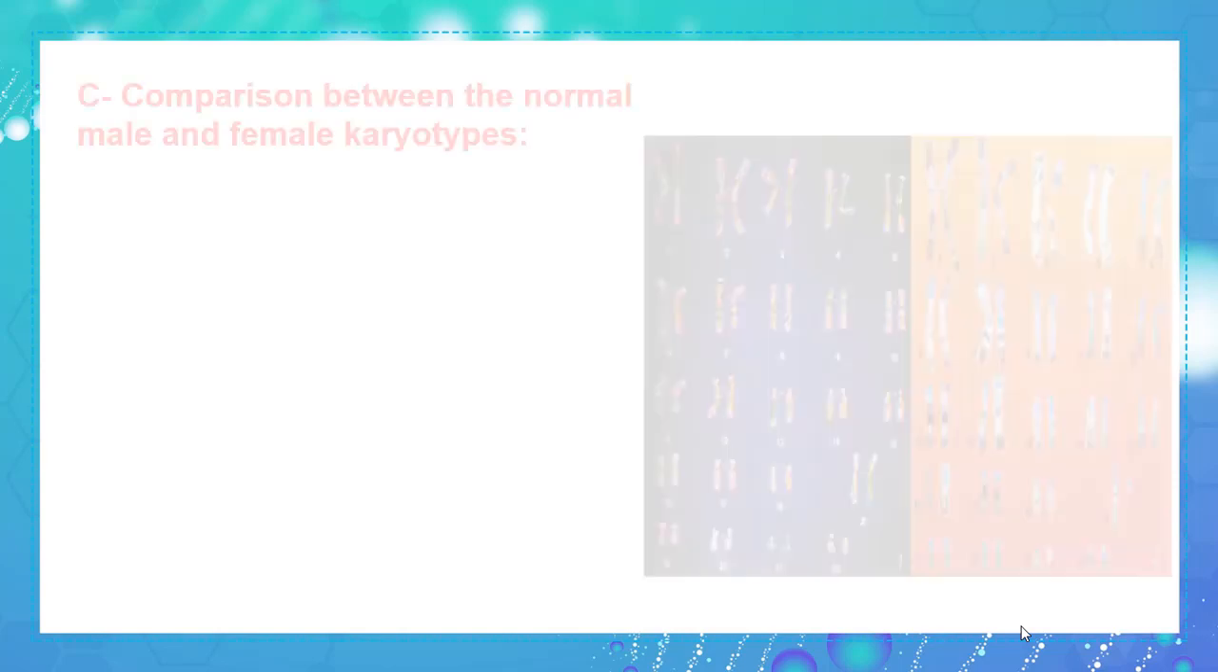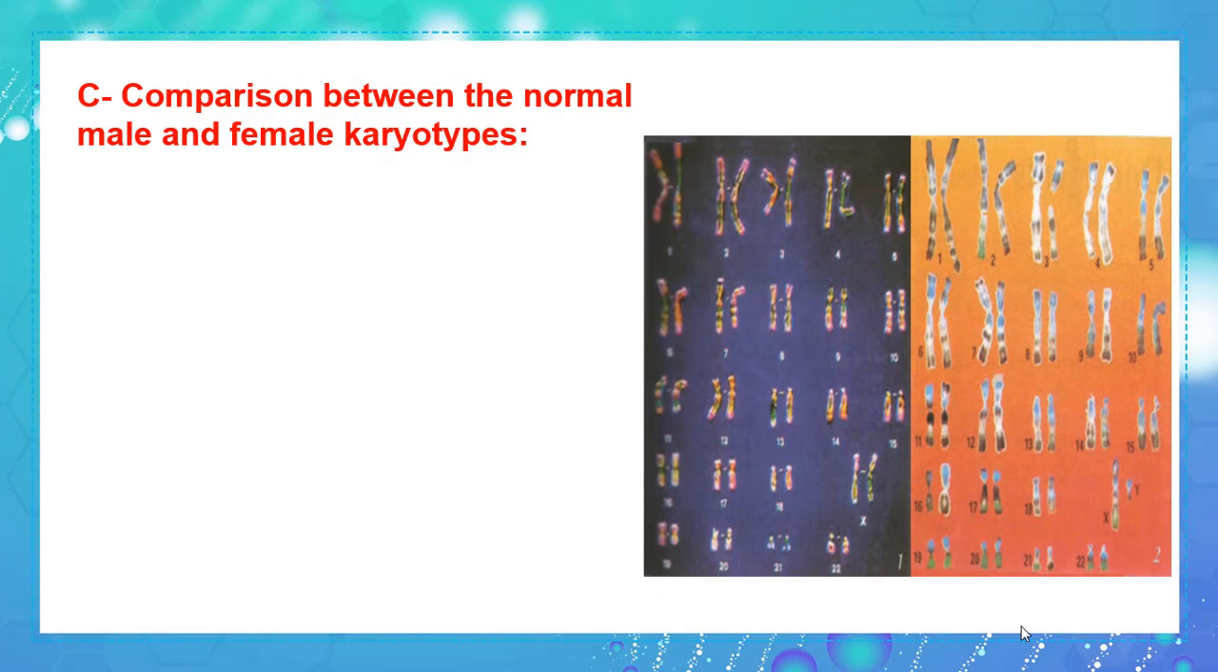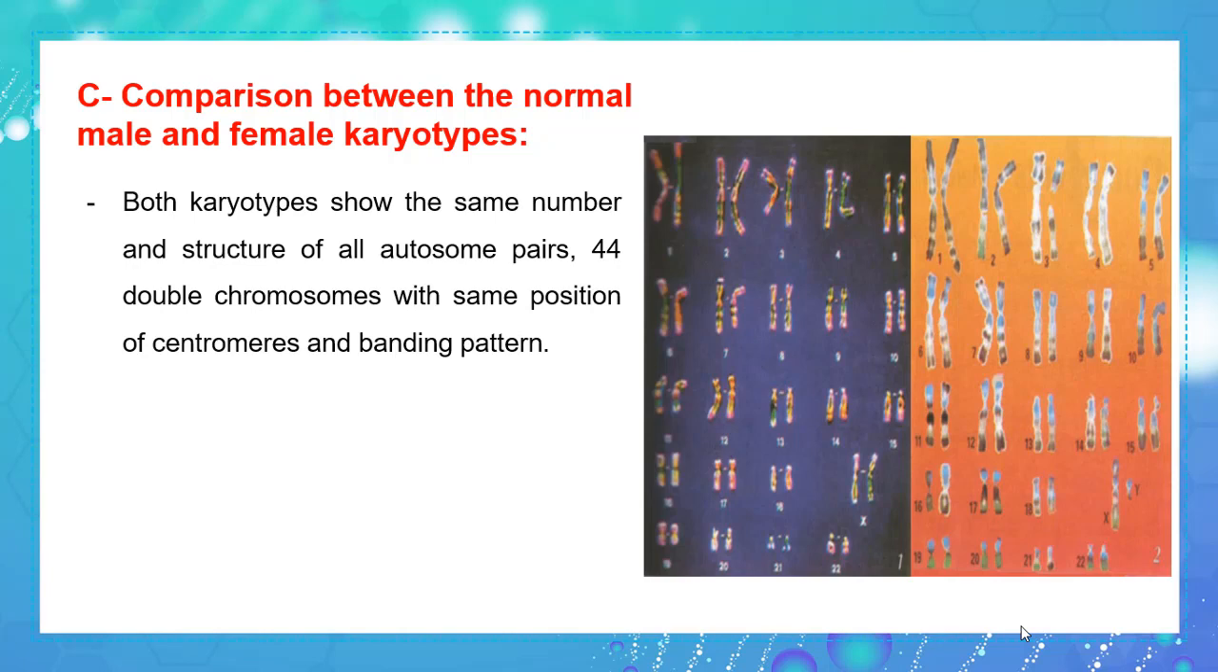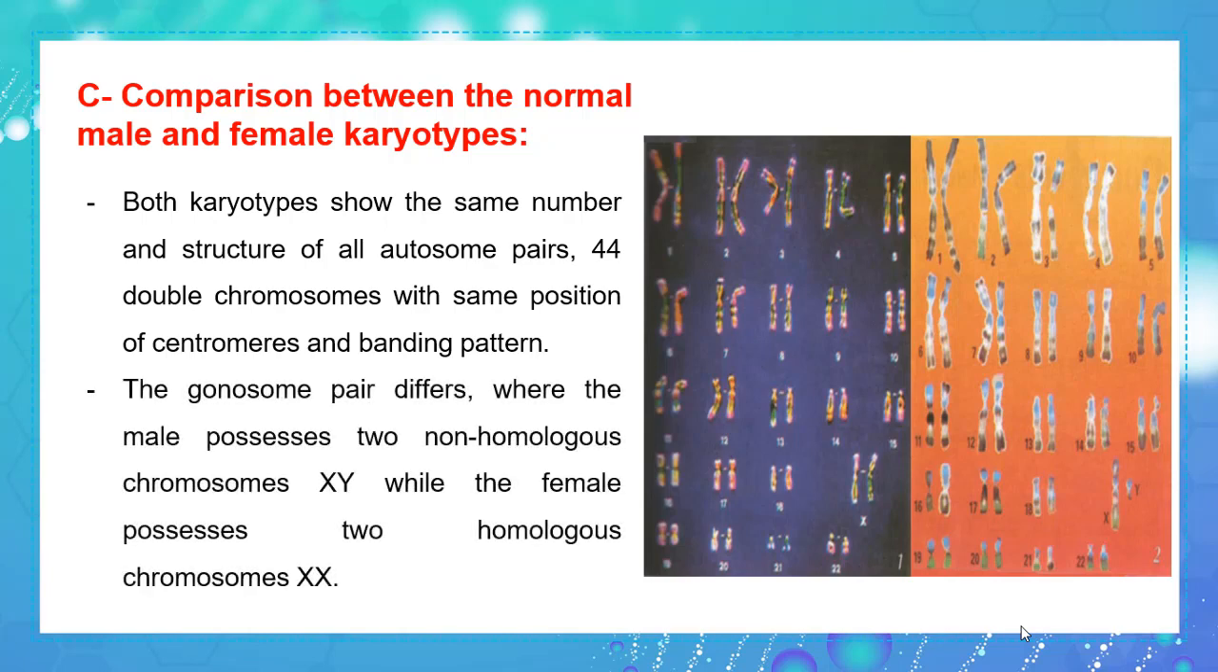So if you are asked to compare these two karyotypes, remember to mention both similarities and differences. Both karyotypes of normal male and female have the same number and structure of all autosome pairs, 44 double chromosomes with the same position of centromeres and banding pattern. The gonosome pair differs, where the male possesses two non-homologous chromosomes XY while the female possesses two homologous chromosomes XX.